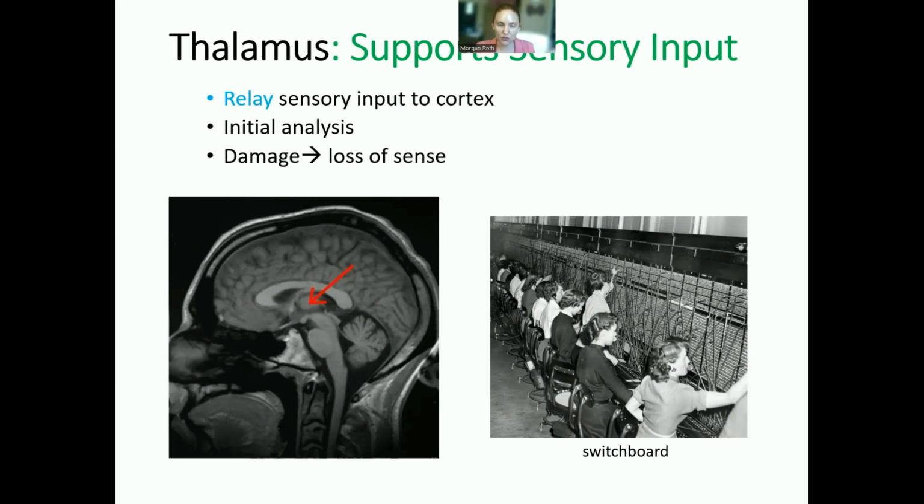For example, visual information has to be directed to the visual cortex in order for you to perceive it. The thalamus just tells it where to go. So if you had damage to the thalamus, you could lose a sense, because even though the thalamus doesn't perceive that information, if it's not directed to the correct location, you're not going to be able to perceive that sensation. So it's a support system for the cerebral cortex.